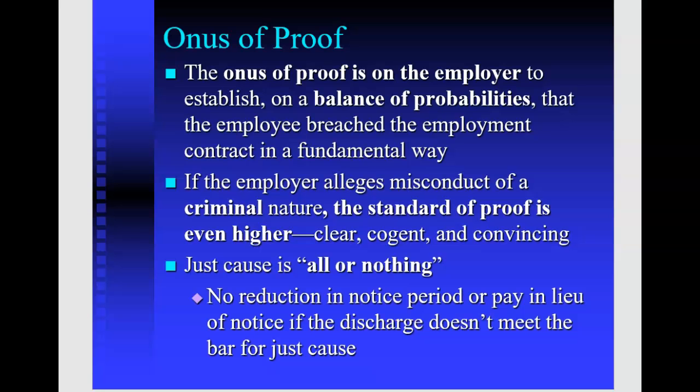Who has the burden of proof or onus of proof? So the onus of proof is on the employer. It is the employer that has to have records, that has to establish the employee breached the employment agreement in a fundamental way. And you may remember chapter 1 or 2 where we discussed balance of probabilities. So this is how cases are proved in court.